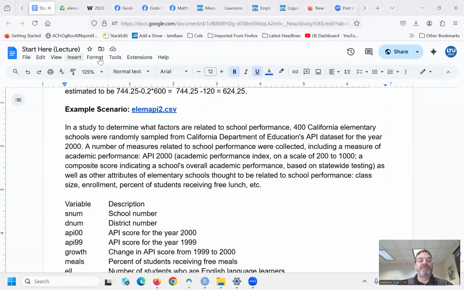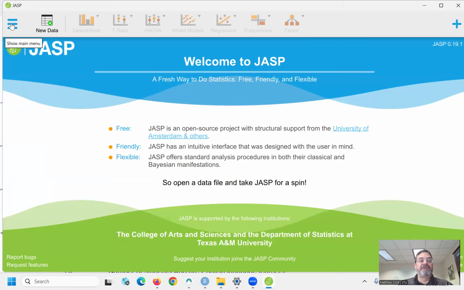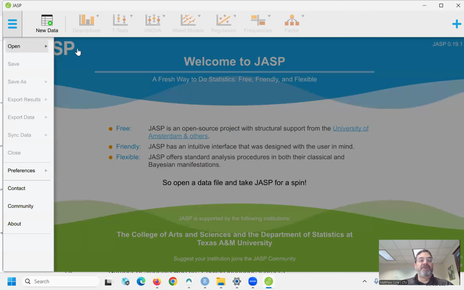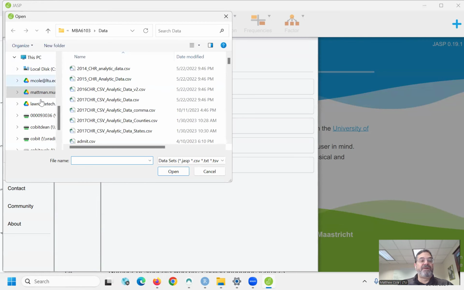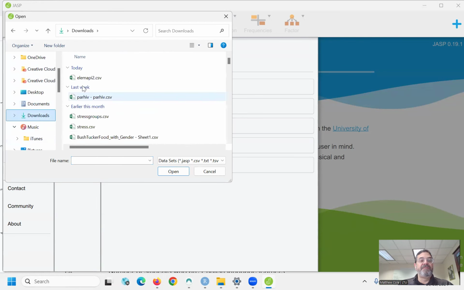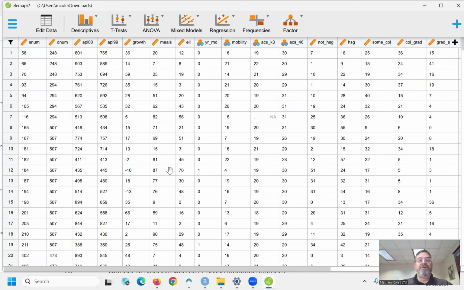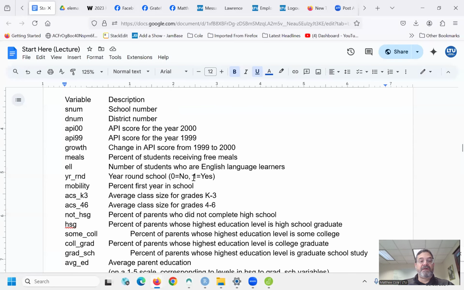Open up JASP. Okay, there's JASP. Let's go ahead and open, go to our computer, browse to the downloads file, which is where I just downloaded this data frame. Here it is, LMAPI2. Let's go ahead and open it up. Okay. And let's take a quick look back at what these data are.